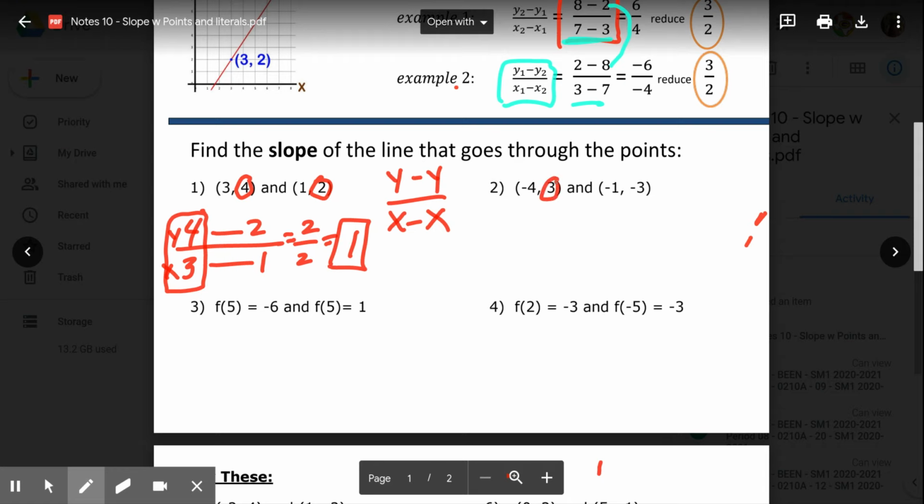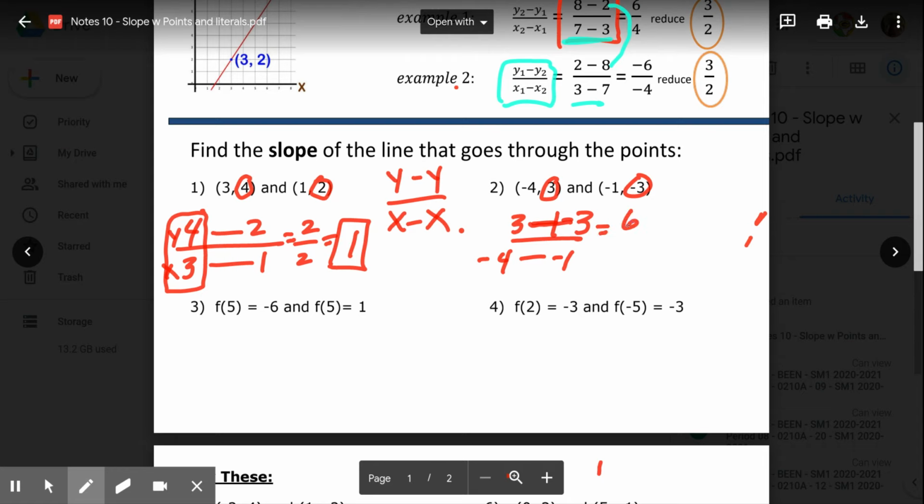Number 2, circle, circle, dash, line, dash. So I have my 3, my negative 3, and then in the denominator, I'm going to have a negative 4 and a negative 1. So minus a negative becomes a positive.